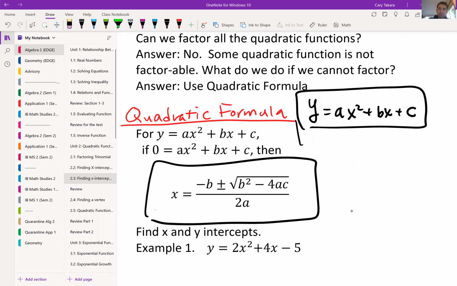So, but how do we use it? Okay. First of all, there is a requirement here. If you want to use a quadratic formula for a quadratic function, then it needs to be, first of all, in this form, ax squared plus bx plus c. Okay, and then you can solve for x immediately, right away, and that is going to be the x-intercept.